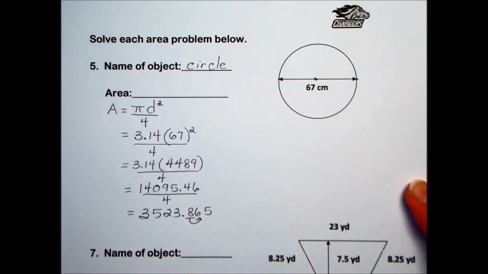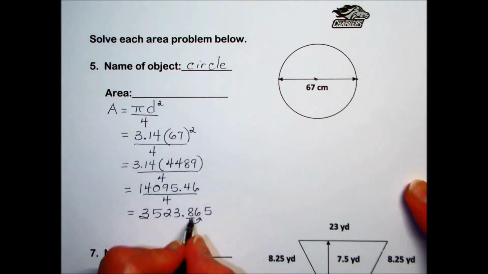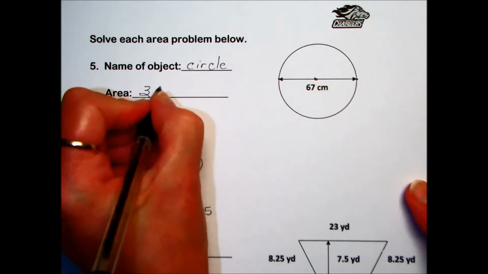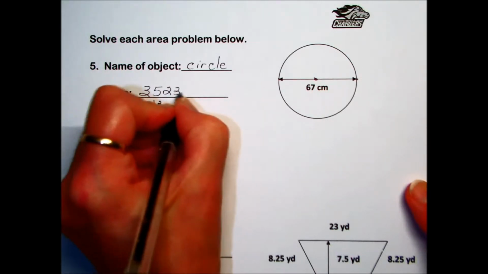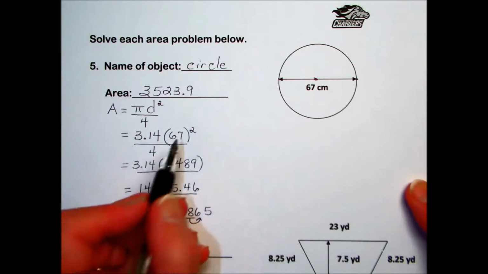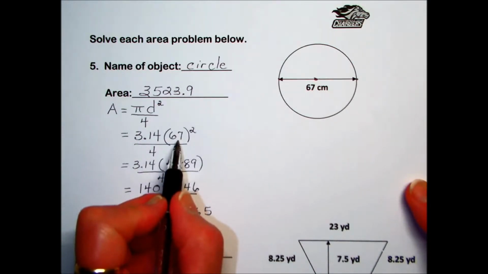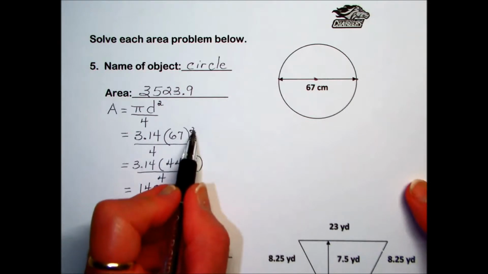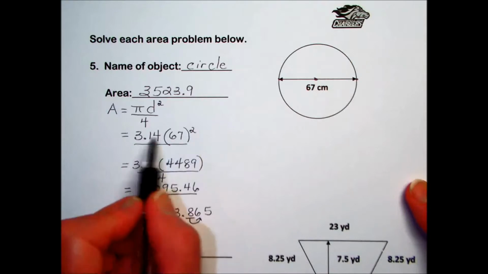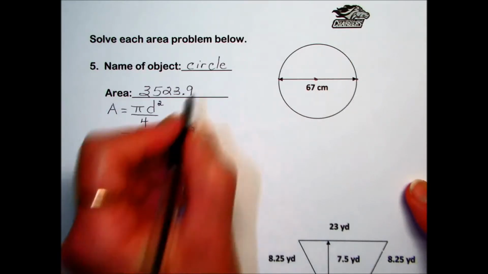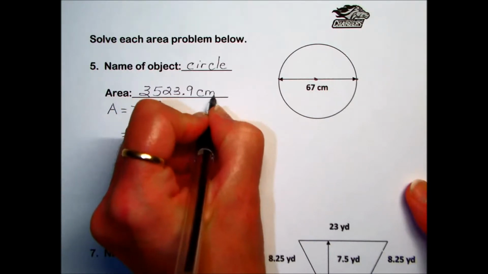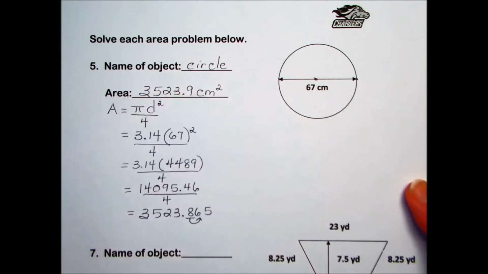We look in the hundredths. 5 or greater is going to increase our tenths value by 1. So our final answer is 3,523.9. And as far as units, the only place that units were located was in the diameter. That diameter was squared. Centimeters times centimeters gives us centimeters squared. Pi and 4 aren't altering our units. So our final answer is square centimeters, and we can indicate that with the centimeter to the second power.